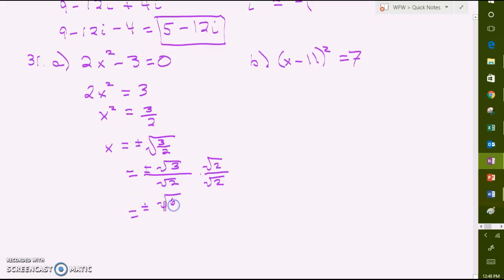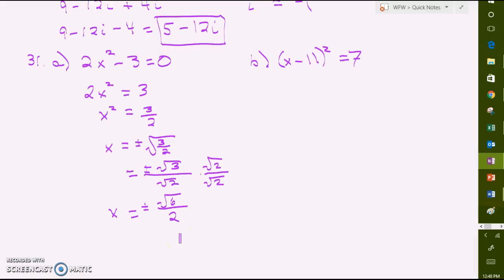So in the numerator we have the square root of 3 times the square root of 2, which is the square root of 6. And in the denominator we have the square root of 2 times the square root of 2, which is the square root of 2 squared, which is 2. Okay, so x is either plus square root of 6 over 2 or minus square root of 6 over 2, and no, you cannot divide the 6 by the 2 because they are unlike terms.